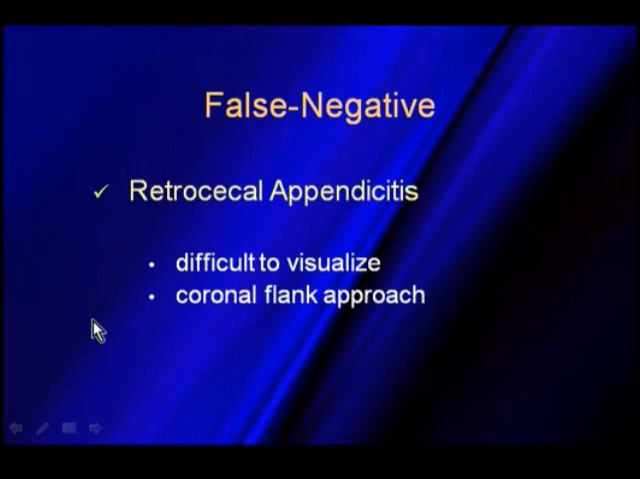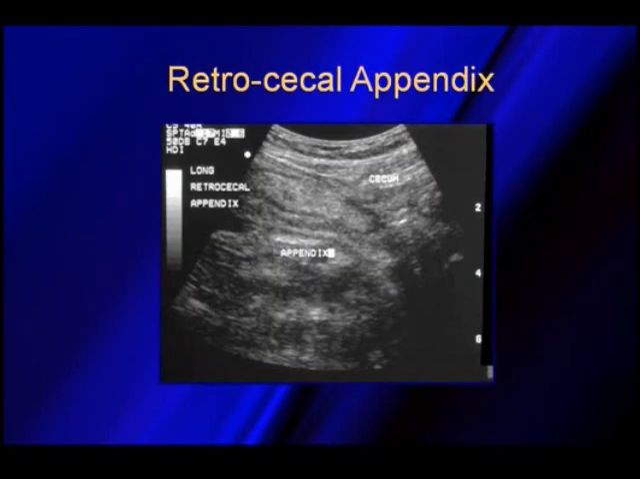Retrocecal appendix, as we already mentioned, is difficult to visualize. Rolling the patient up into a decubitus approach, or rolling them up on their side and trying to come in behind the cecum, can be helpful in locating cases of retrocecal appendicitis. Here was a case that we had of a patient with retrocecal appendicitis. You can see that the appendix or the cecum is inflamed.